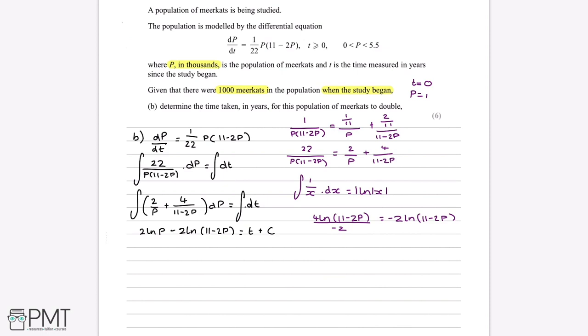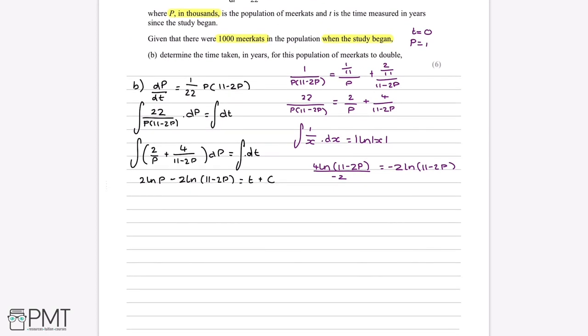And we can substitute this into the equation that we've just found, so we can find c. So if we say that p is equal to 1 and t is equal to 0, we write that 2 log 1 minus 2 log of 11 minus 2 times 1, which is just 9, is equal to 0 plus c. We can write that c is therefore equal to minus 2 log of 9.